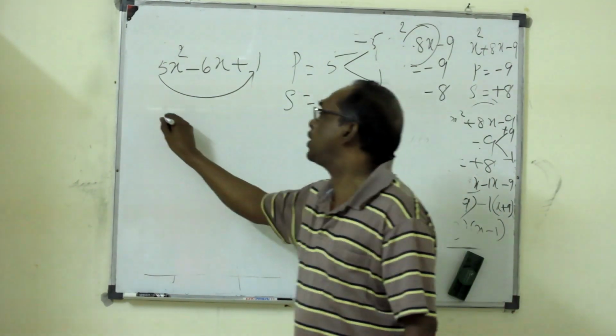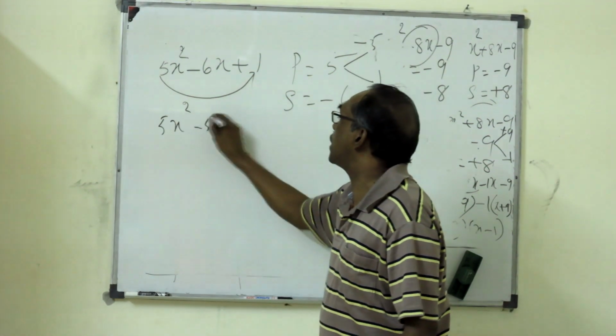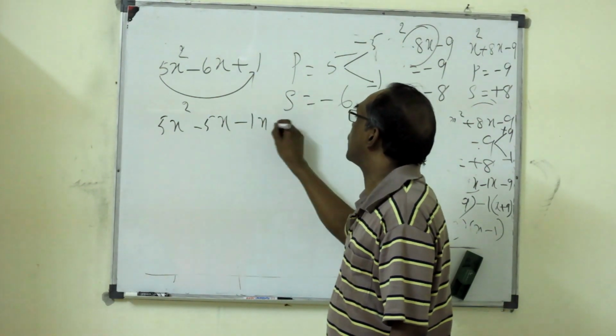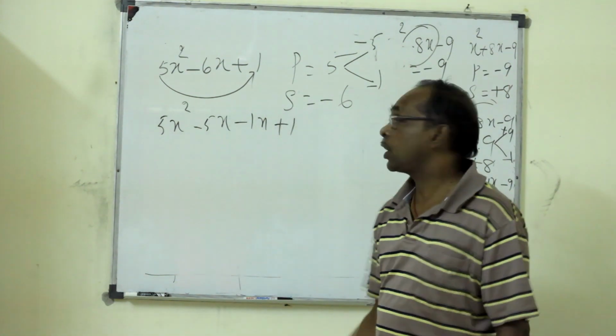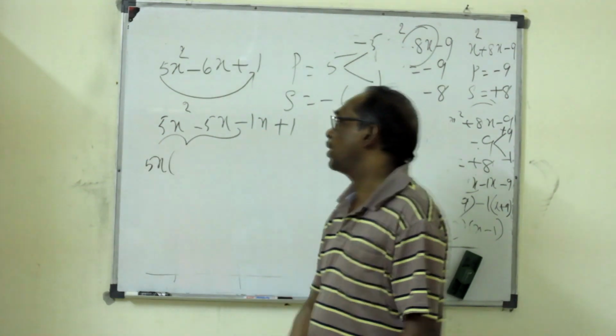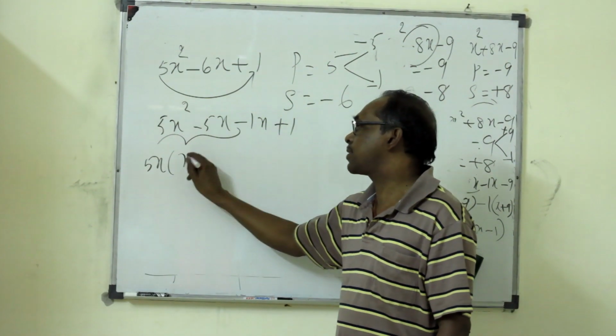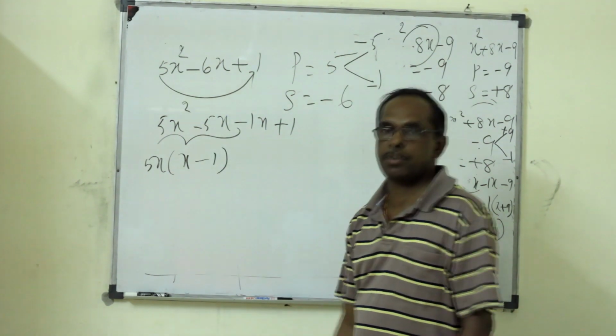Now the same thing we proceed. So 5x square minus 6x can be split into minus 5x minus 1x plus 1. Now what is common? X is common. 5 is also common. So 5x is common, we are taking it out. So what is left now? X minus 1 is left.